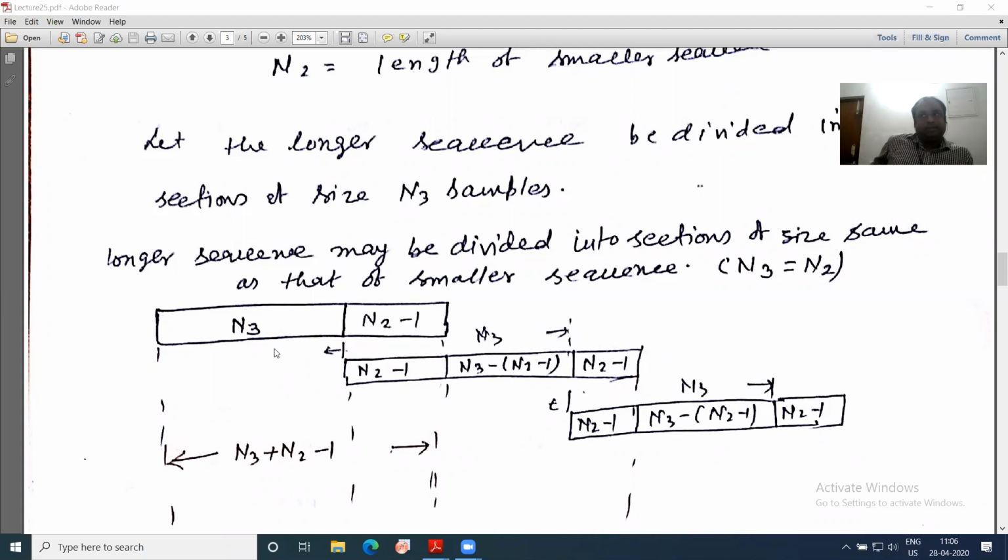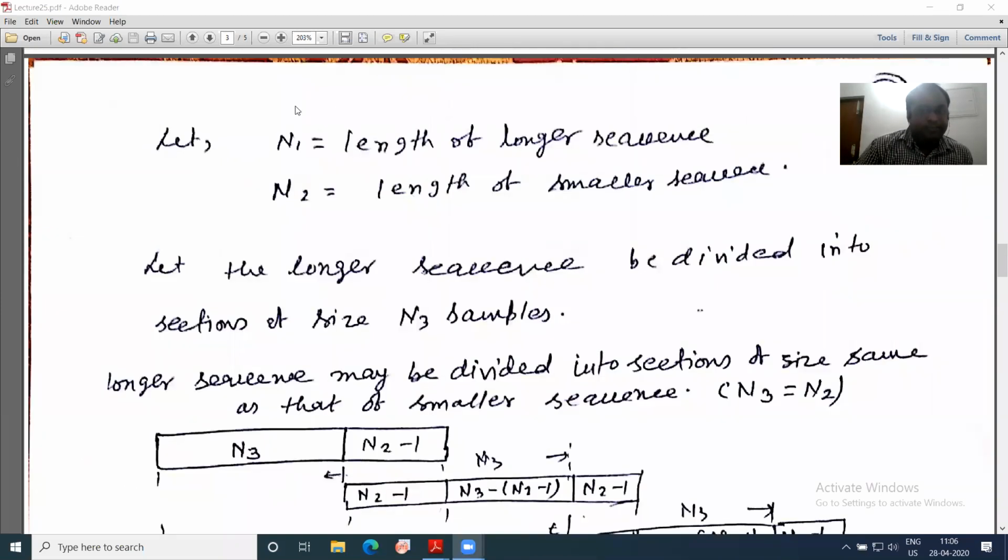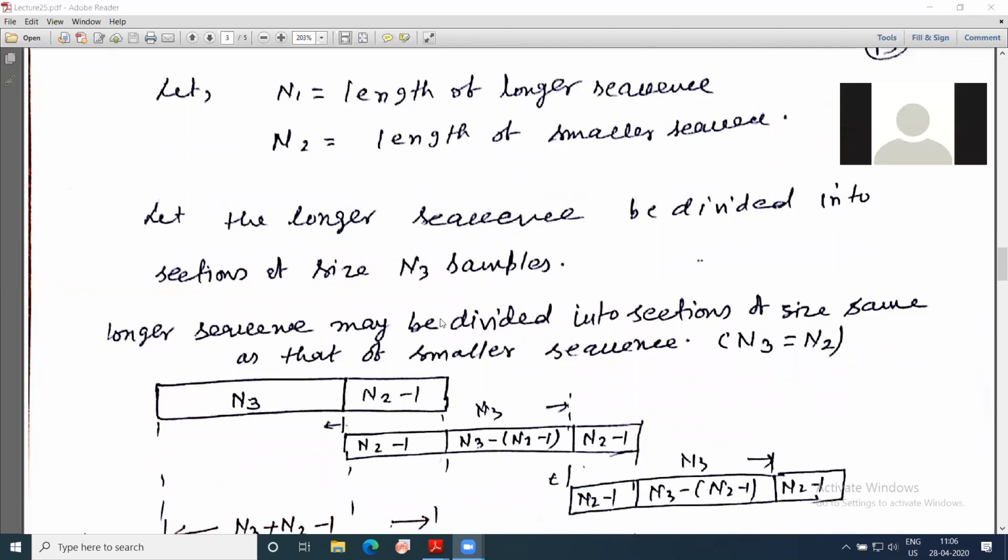Each section has length N3, and the smaller section is N2. I am having two sequences. x1 has length N1, which is the length of the larger sequence. N2 is the length of the smaller sequence. Now N1 is divided into smaller sequences, each of length N3. Tell me, what is the length of the output?